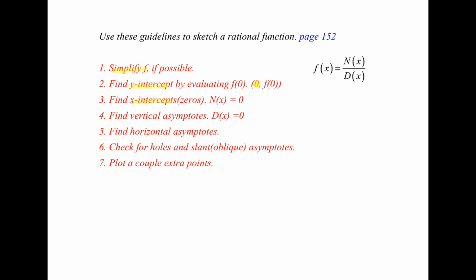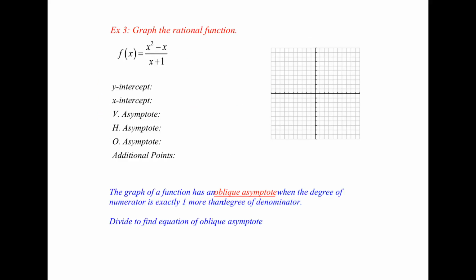And so when you plug in 0 for your y value, then what ends up happening is your denominator basically just cancels out, and really all you're doing is finding the 0 of the numerator. Your vertical asymptotes come from the denominator equaling 0 once it's simplified. Your horizontal asymptotes have to do with your degrees. Number 6, check for holes and oblique asymptotes, which we haven't talked about yet. And then plot a couple extra points so you can kind of get a nice smooth curve for each of those. So that's kind of the process that we want to go through when we're sketching a rational function.